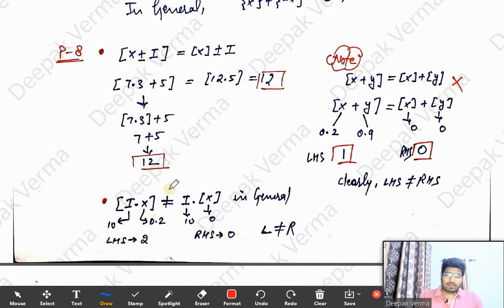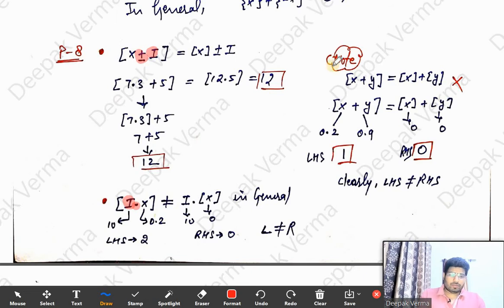Got it? And on right hand side, I is 10 and box of 0.2 is 0. So 10 into 0 is 0. So you can clearly see left hand side is not equal to right hand side. Therefore this property does not hold. Therefore we write box of I into x is not equal to I into box x. Remember this, in case of multiplication with an integer, we cannot take out the integer outside the box. Whereas in case of plus minus integer, we can take out the integer outside the box with sign, whatever the sign is.